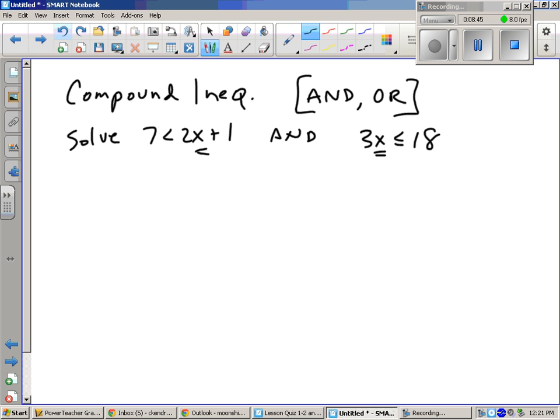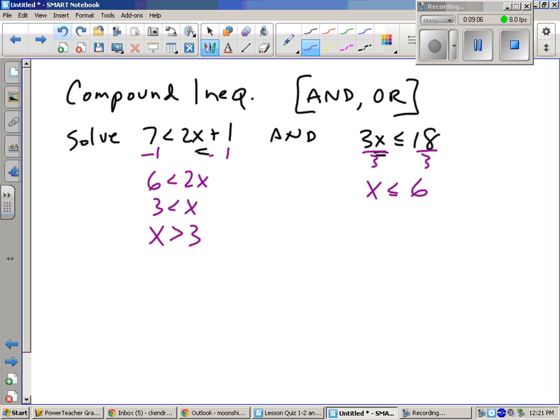So let's solve it like normal. I'm going to subtract 1, so I get 6 is less than 2x, x is less than 3. I'm going to switch that around. Oops, I didn't switch that around. X is greater than 3 for that one. Here I'm going to divide by 3, so I get x less than or equal to 6.